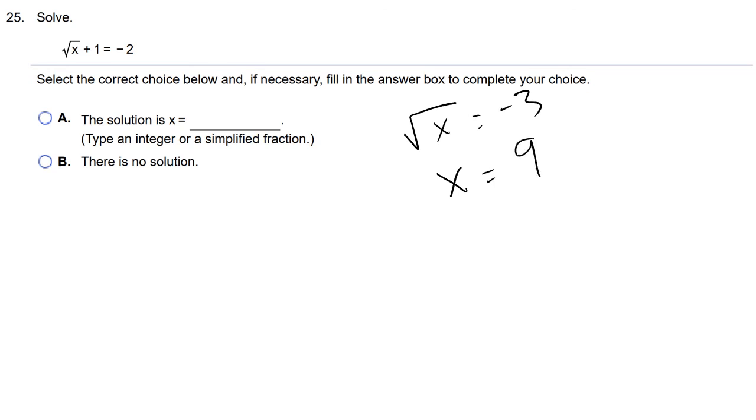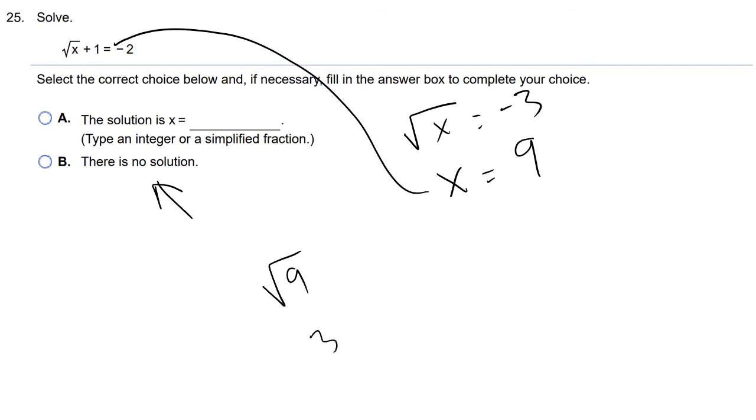Okay, great, so we got the answer. But I want you to notice that when we're doing radical equations, one of the options is there is no solution. If we take that x equals 9 and plug it back in, we get the square root of 9 is 3, plus 1 is 4. But it wasn't supposed to be 4. It was supposed to be -2. So this actually is a no solution.